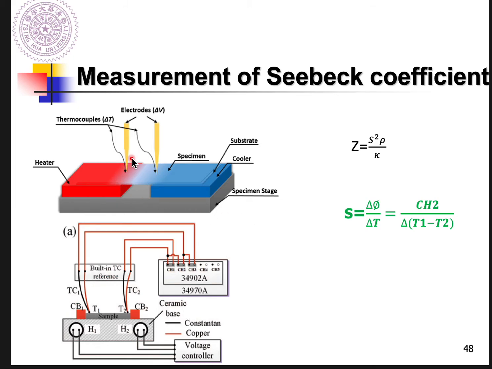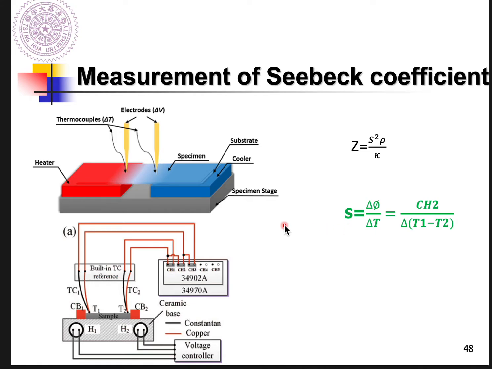So usually people will put your material here and heat one side up by a heater and cool one side down with a cooler, to create a temperature difference at these two junctions, and then use a potentiometer to measure the electrical potential difference across these two ends. So this we define as the Seebeck coefficient. So each material has its own Seebeck coefficient, okay?